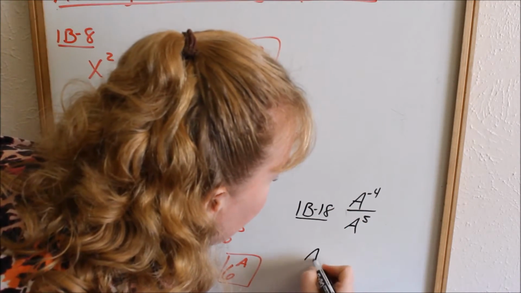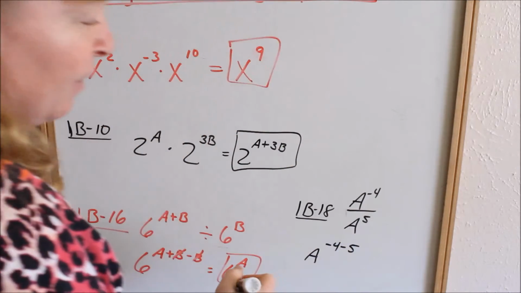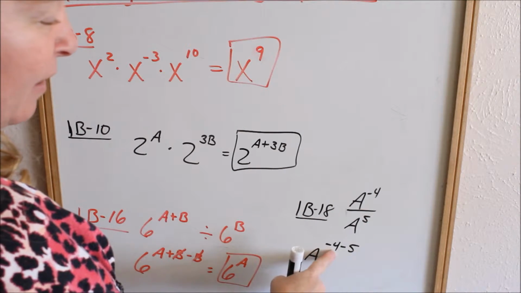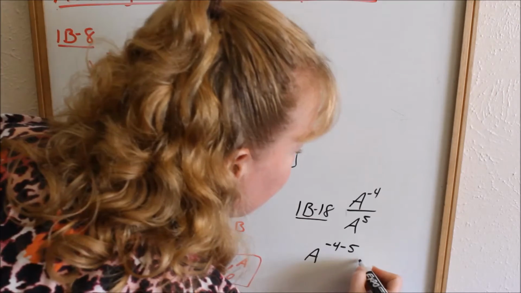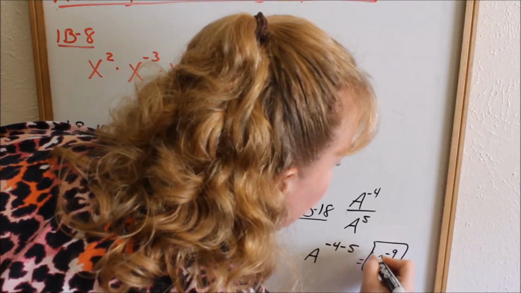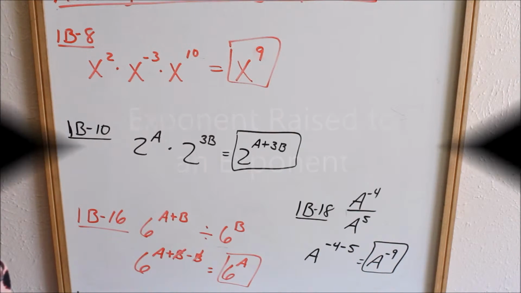So this becomes a to the negative 4 minus 5. Okay, don't forget you're subtracting: negative 4 minus 5. I'm in debt 4, I'm in debt 5 more. So this becomes a to the negative 9. Watch your signs when you are subtracting and you're dealing with positive and negative numbers.